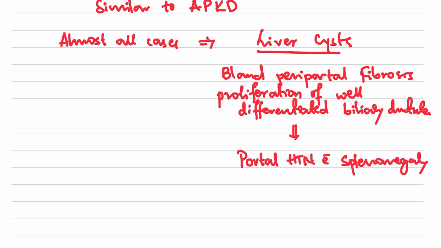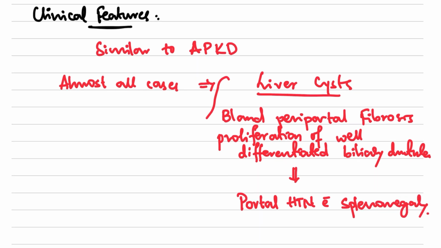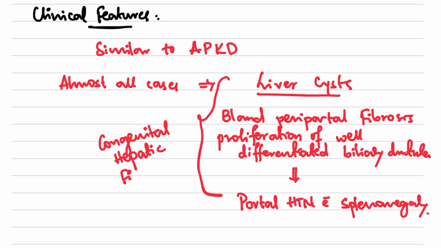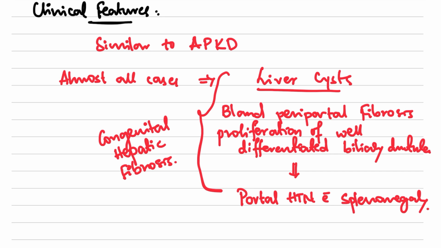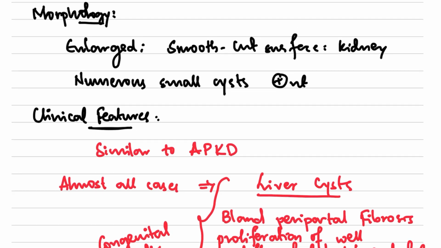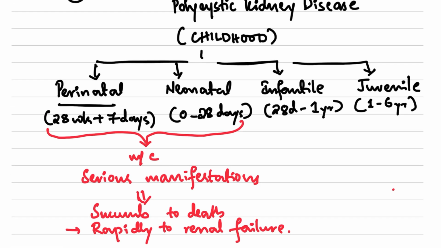Of the child. So this combined feature is known as congenital hepatic fibrosis. This is one clinical feature that differentiates ADPKD from childhood PKD. Almost all the cases will have liver cysts. It includes bland periportal fibrosis along with proliferation of well differentiated biliary ductules leading to portal hypertension with splenomegaly. So this is all about the childhood PKD.